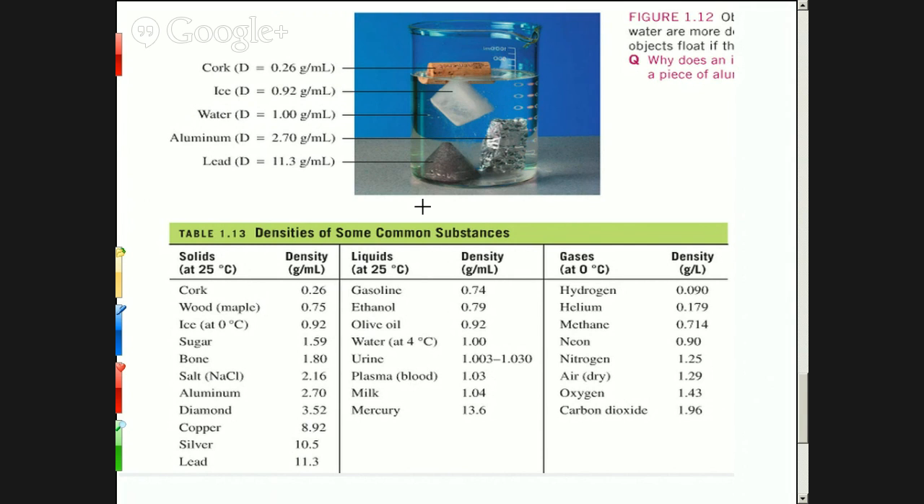And density can apply to liquids and gases, and solids. I mean, all states of matter can have different densities. So you've got some different solids that go all the way from very, very light, like cork, to very, very heavy, like lead. Some liquids, and some gases.